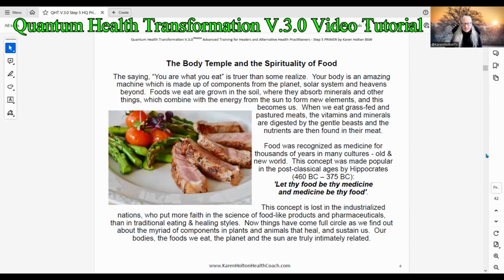This concept is lost in the industrialized nations, who put more faith in the science of food-like products and pharmaceuticals than in traditional eating and healing styles. Now things have come full circle as we find out about the myriad of components in plants and animals that heal and sustain us. Our bodies, the foods we eat, the planet, and the sun are truly intimately related.